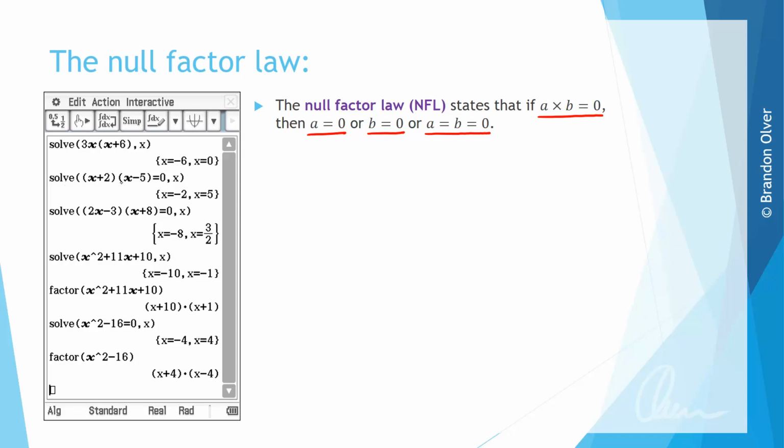The same holds true for the next one, which is already in factorized form, and we can see that if (x plus 2) times (x minus 5) is equal to 0, then x plus 2 could equal 0, giving x is equal to negative 2, or x take 5 could equal 0, which gives x equals 5. And the same thing holds true for all of those that you can see down there on the calculator screen.